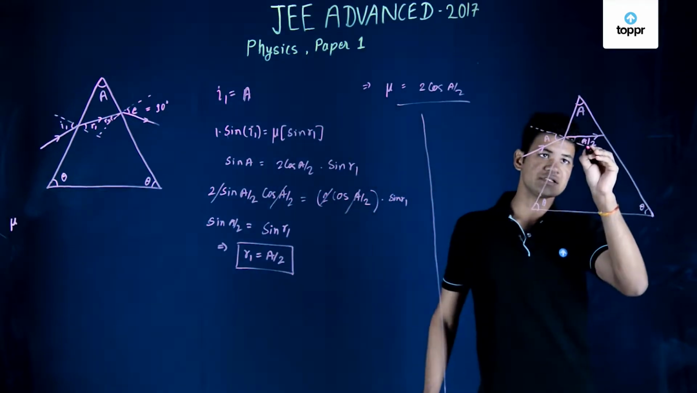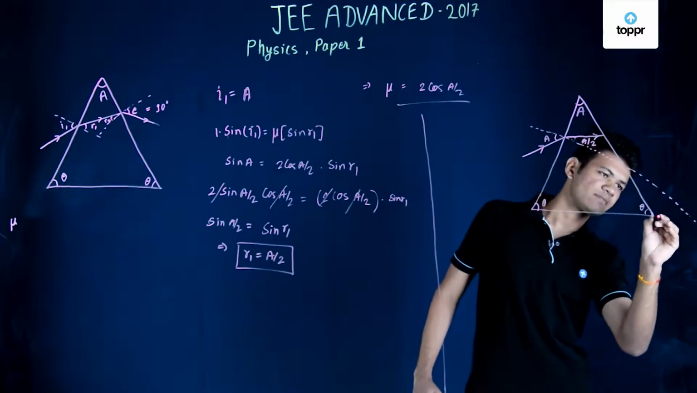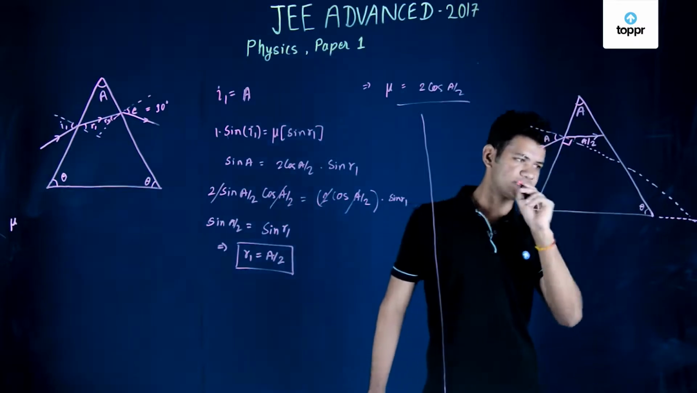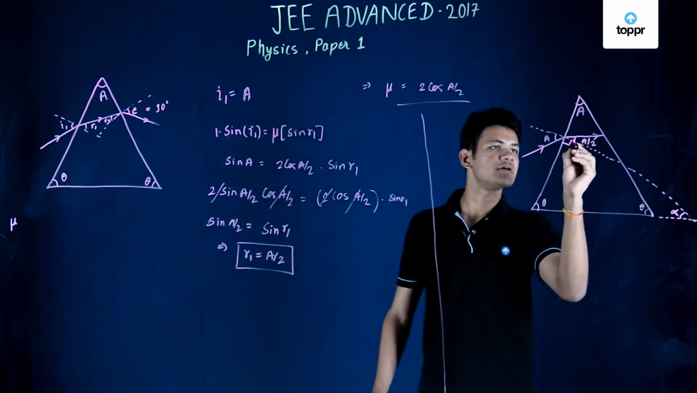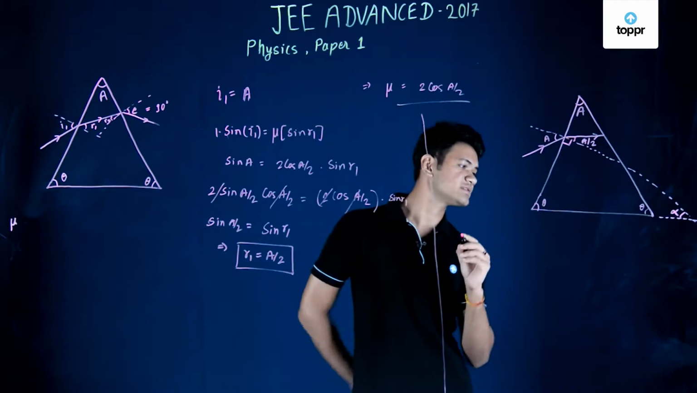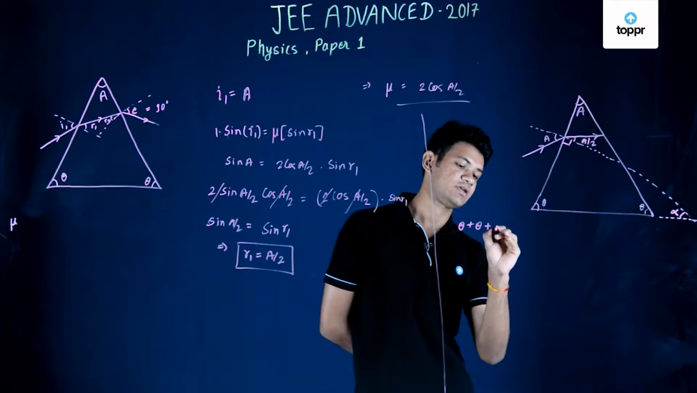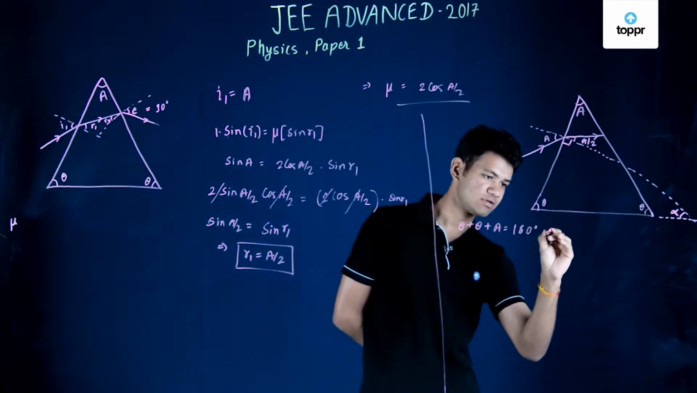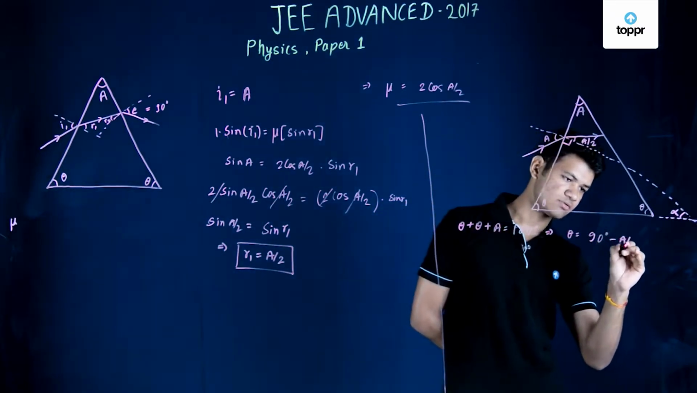Okay, so let us extend this normal further for this triangle. Since this is a normal, this angle is 90 degrees, this angle is theta. Let us take this angle as alpha. Now we know that for a triangle, the sum of all its interior angles is 180 degrees. So theta plus theta plus A is equal to 180 degrees for the prism triangle, which gives us simply theta is equal to 90 degrees minus A by 2.